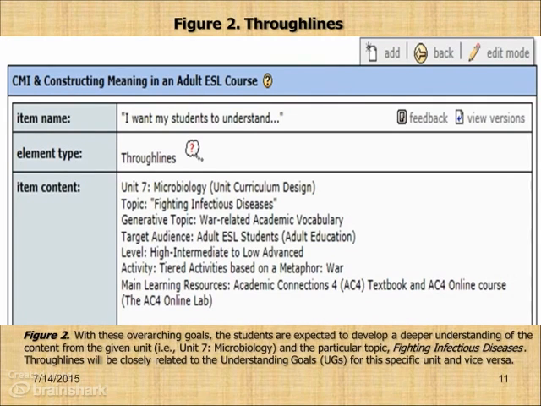In Figure 2, I want to demonstrate the through lines or overarching goals of this unit lesson. With these overarching goals, the students are expected to develop a deeper understanding of the content from the given unit, which is Unit 7. And the particular topic obviously will be fighting infectious diseases, so the students are expected to understand the content thoroughly. Through lines will be closely related to the understanding goals in a bit for the specific unit and vice versa also.